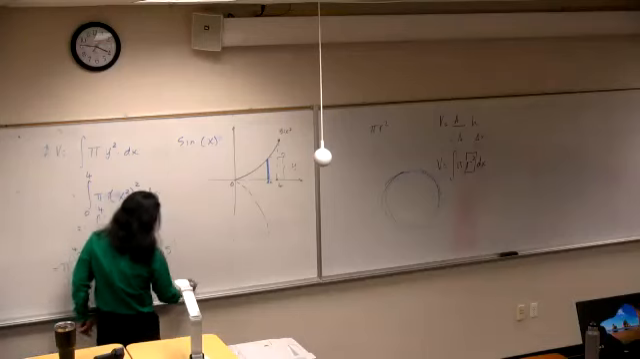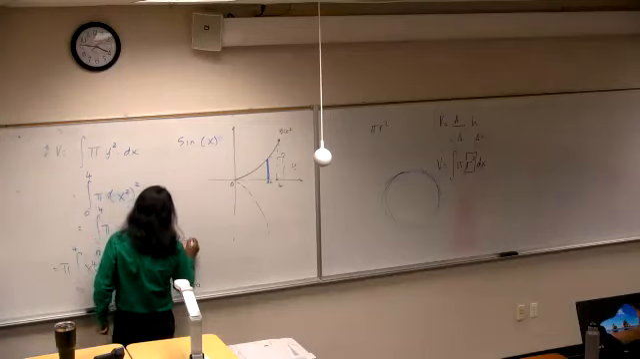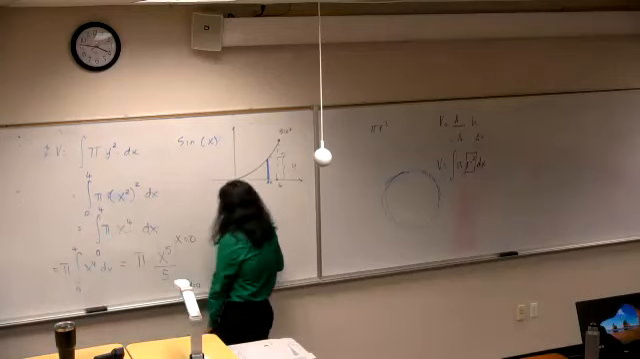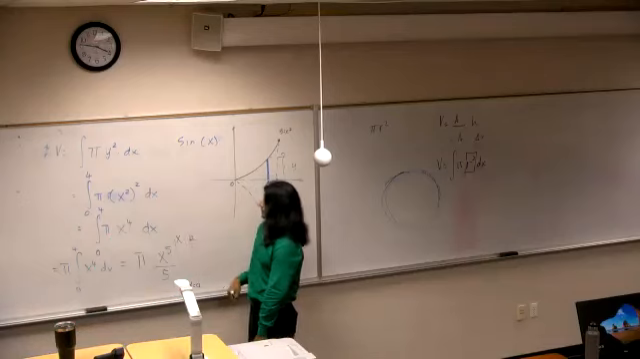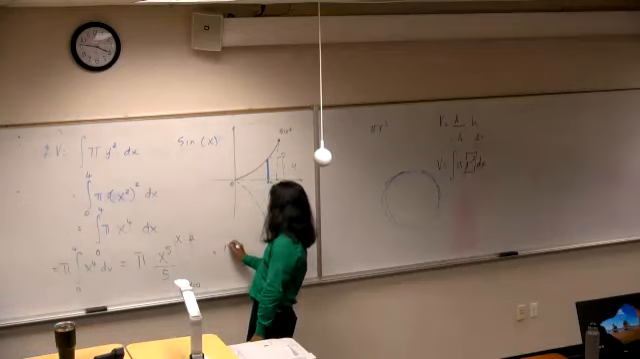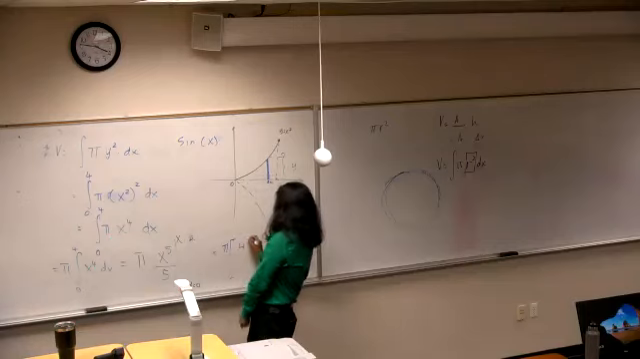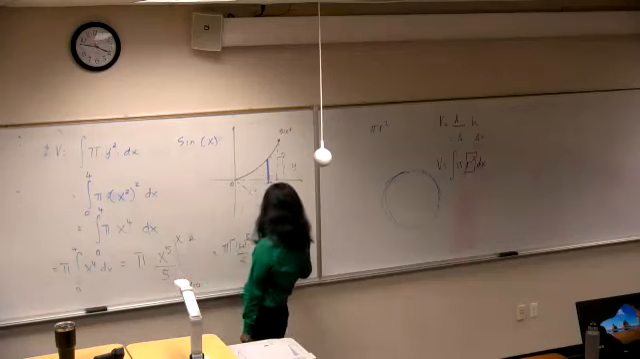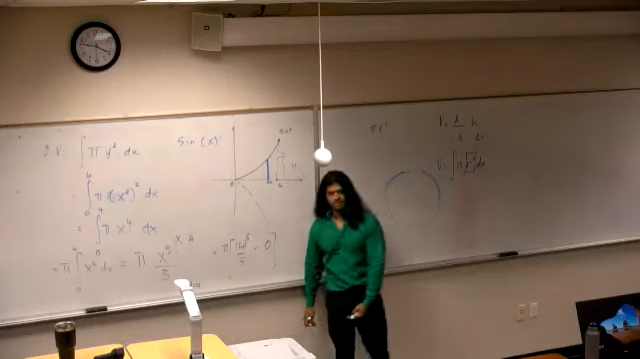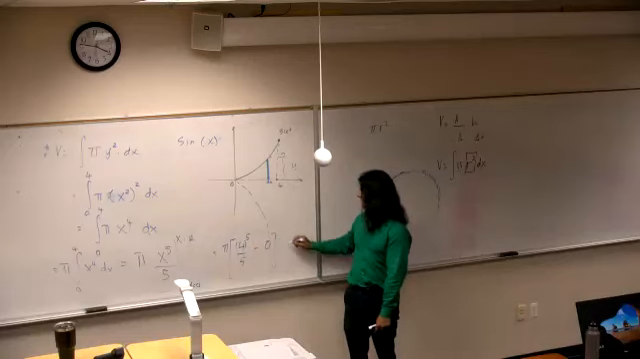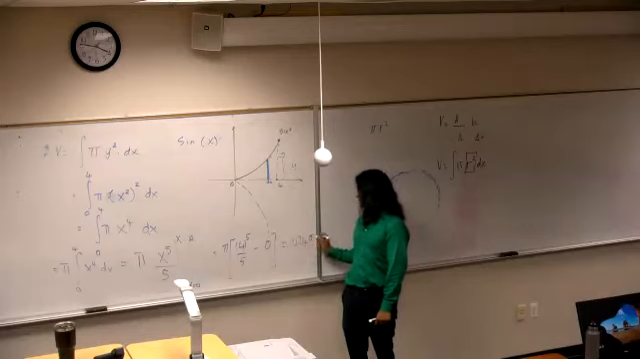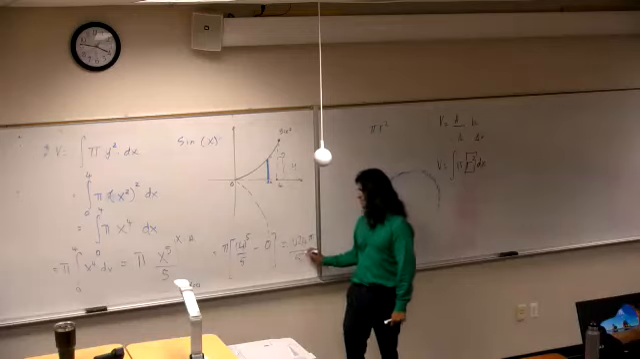Plug in the lower limit, plug in the upper limit. So you have pi times 4 raised to 5 over 5 minus 0 in there. 0 raised to 5 is 0, divided by 5, 0. 4 raised to 5 is 1024. So the answer is 1024 pi divided by 5.